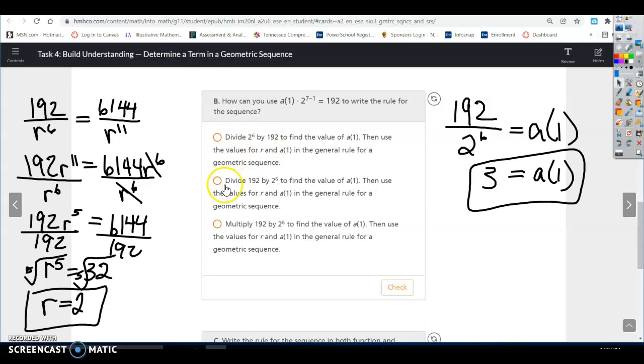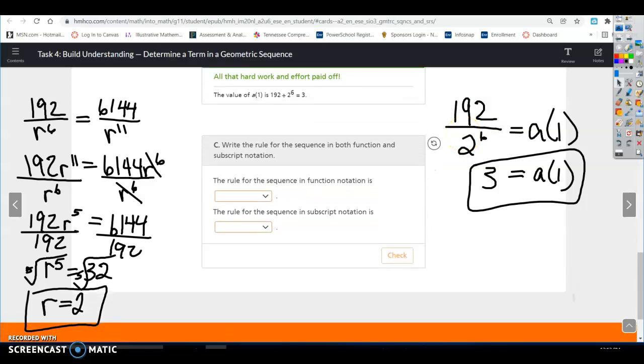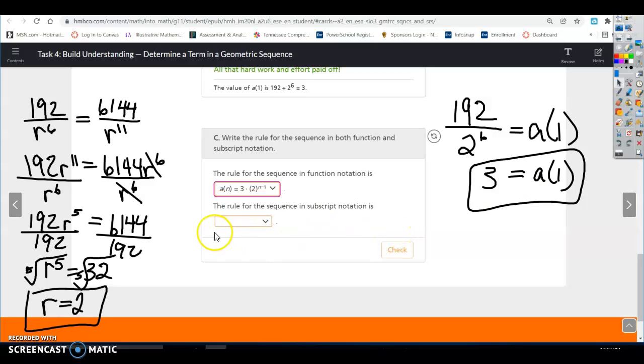No, they've got it reversed. Divide 192 by 2 to the 6th to find the value of a sub 1. Then use the value of r and a of 1 in the general rule for the geometric sequence. So that is true. We are not going to multiply. You are dividing as I show here. All right, it says write the rule for the sequence in both function and subscript notation. The rule for the sequence in function notation, so function notation, a of n equals our first term is 3, and our common ratio is 2 raised to the n minus 1.